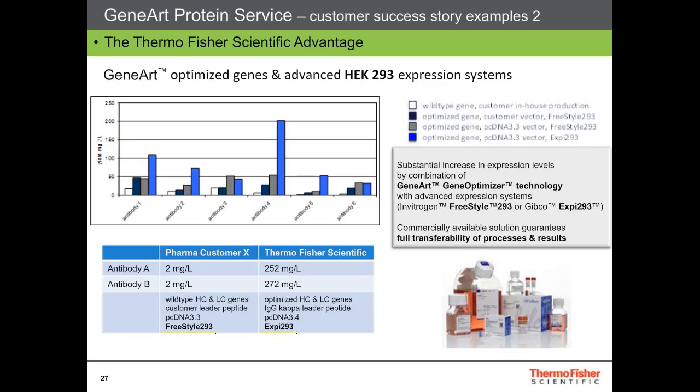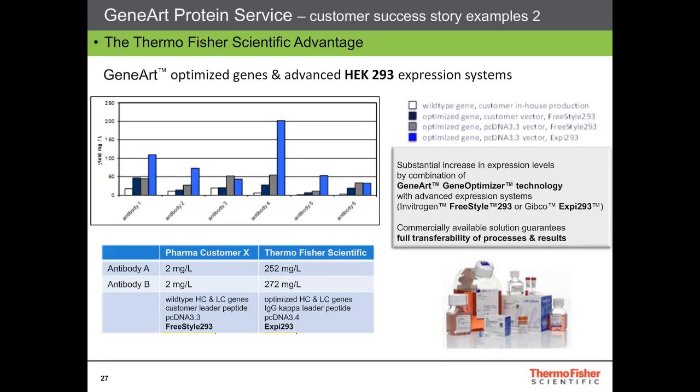What we did here at GeneArt is we optimized the heavy and light chain genes. We tested the construct still in the customer provided expression plasmid, but switched to the Freestyle 293 system. And this is represented by the dark blue bars. And as you can see, for most of the antibody targets, we already observed a quite good expression level increase.